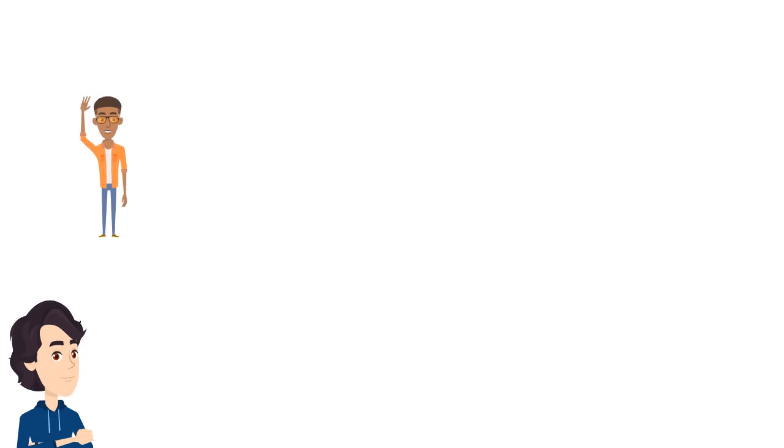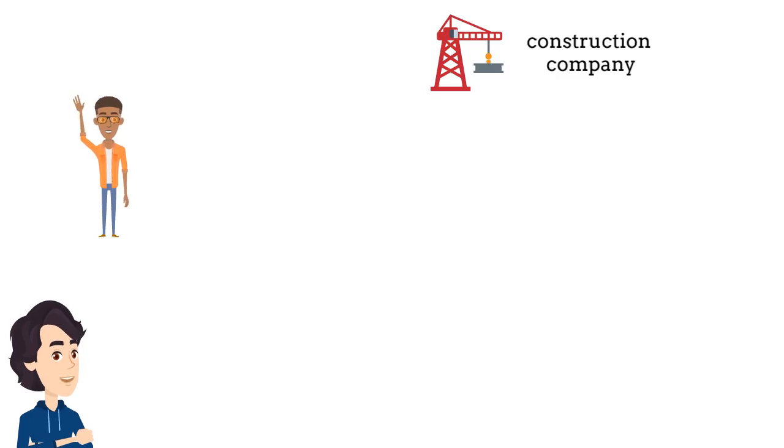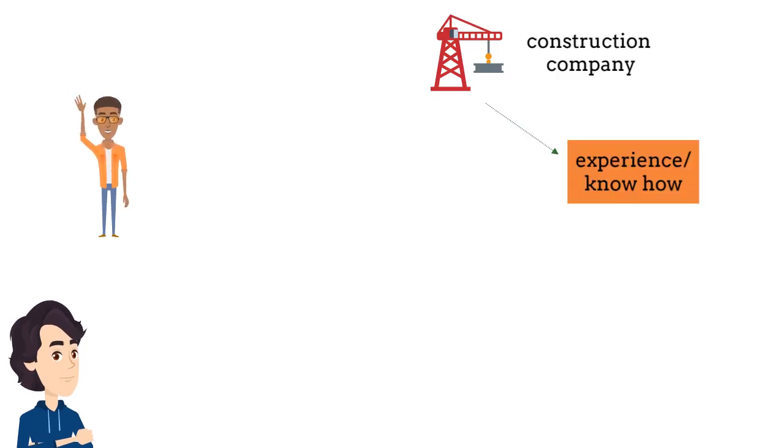This is Jamal. Jamal wants to build his dream house. So to make things easy for him, he will hire a construction company. The construction company has experience in building houses. We will put this knowledge and experience in an abstract class, let's call it House Builder.